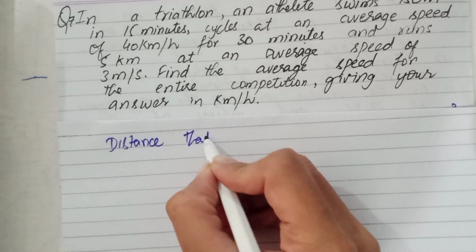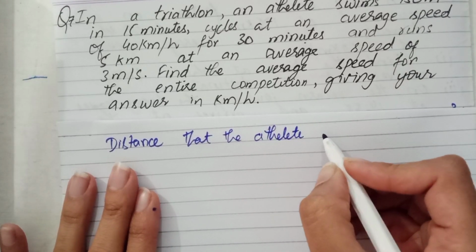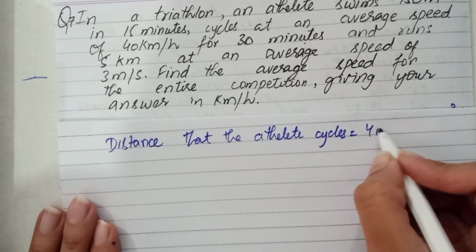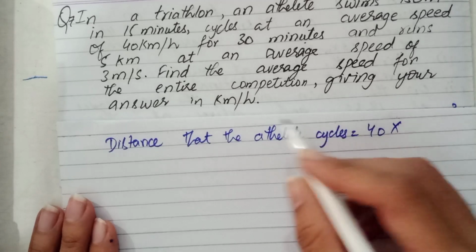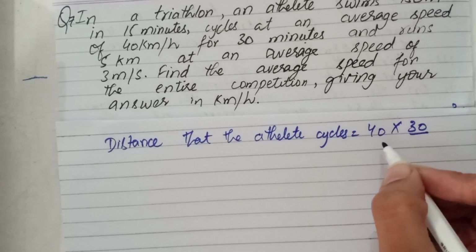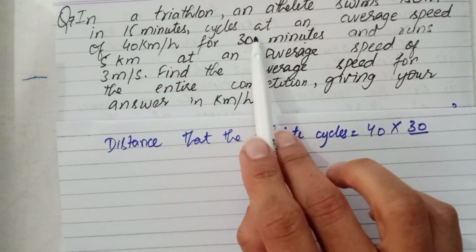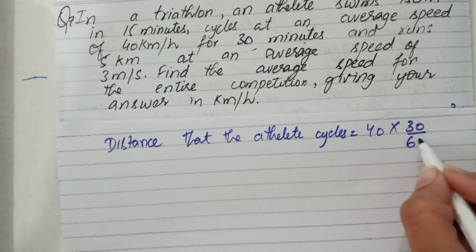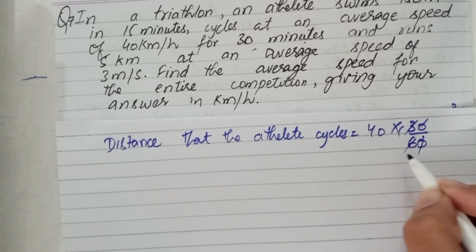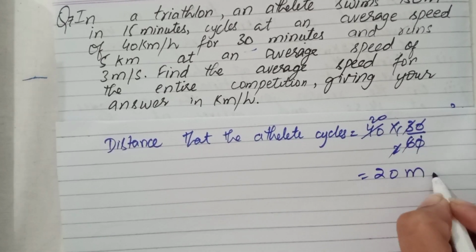Distance that the athlete cycles: 40 multiplied by 30. We find distance by speed multiplied by time. That speed is 40 and the time is in minutes, and we have to convert into hours by dividing it by 60, and we get 20, so the distance is 20 km.